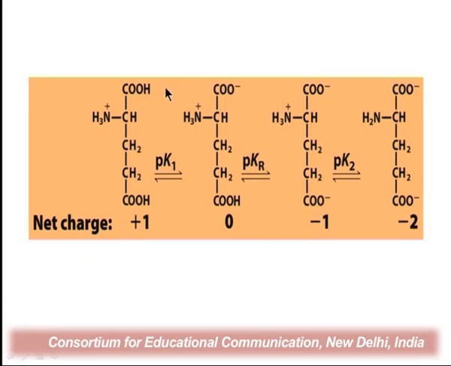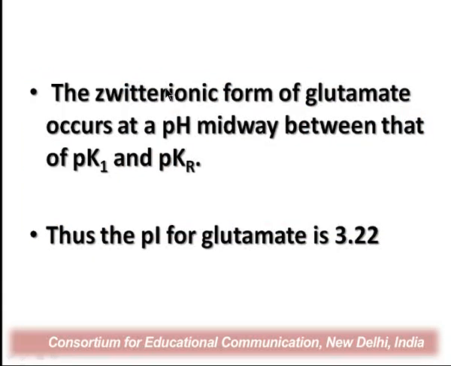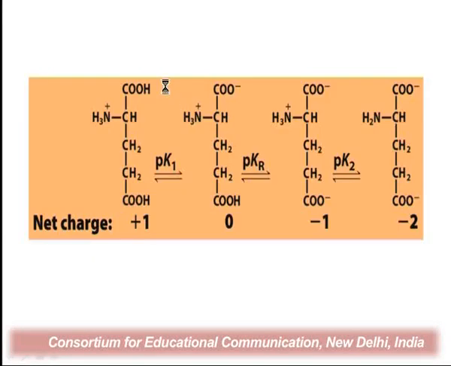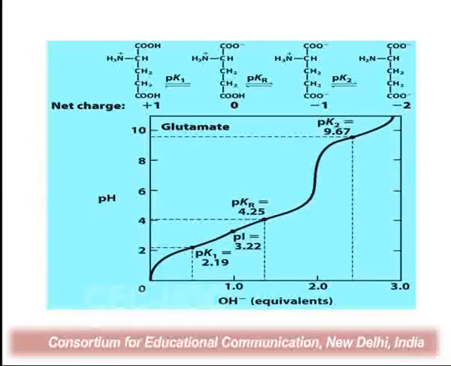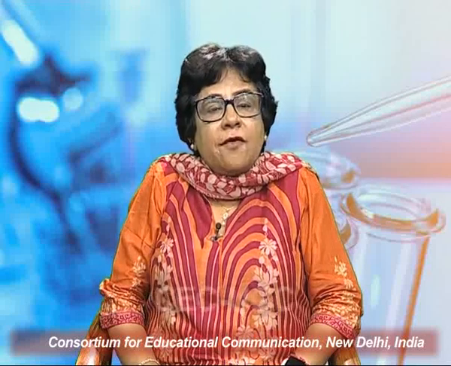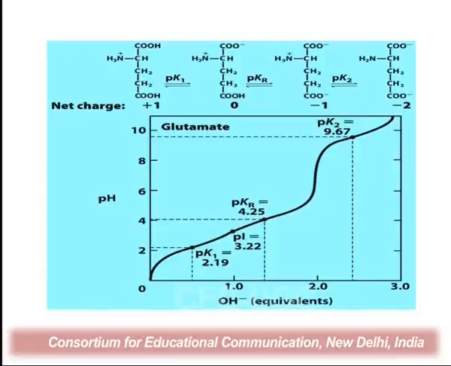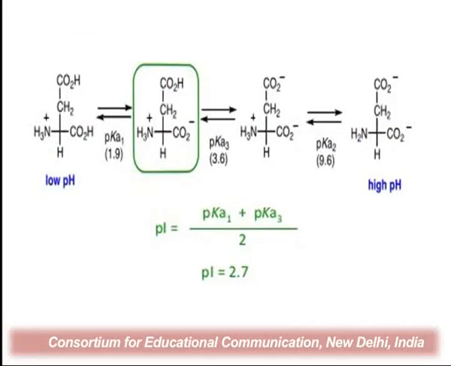So now if the question is asked, what is the pI of glutamic acid, what you have to remember is that you are going to take the average of pK1 and pKr, that is, pKa1 and pKr here.